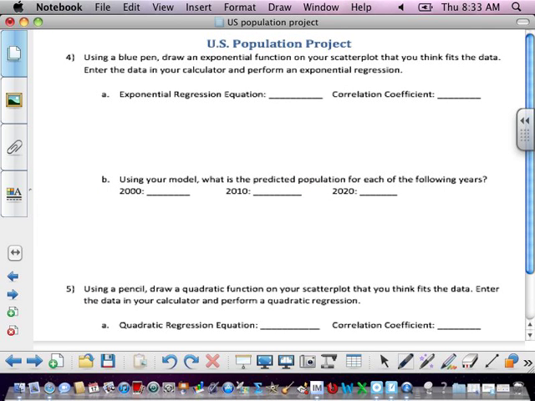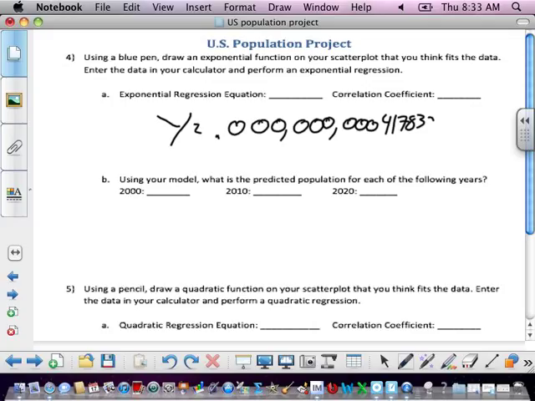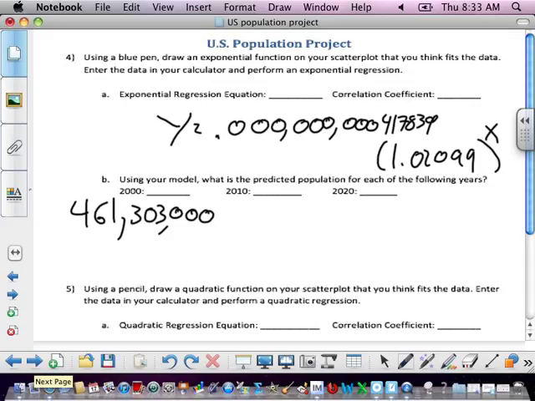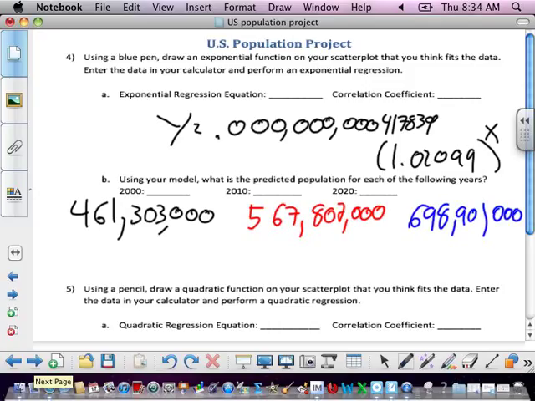We got an equation that looked like y equals 0.000, 3 zeros, 3 more zeros, 3 more zeros, 4, 1, 7, 8, 3, 9 times 1.02099 to the x. Remember, exponential equations are raised to the x. So then when we plug in 2,000, can you please sit down and check your answers? You can do that in a minute. We get 461,303,000. When we plug in 210, we get 567,807,000. And then when we plug in 220, we get 698,901,000. Okay, that's for each one of those.